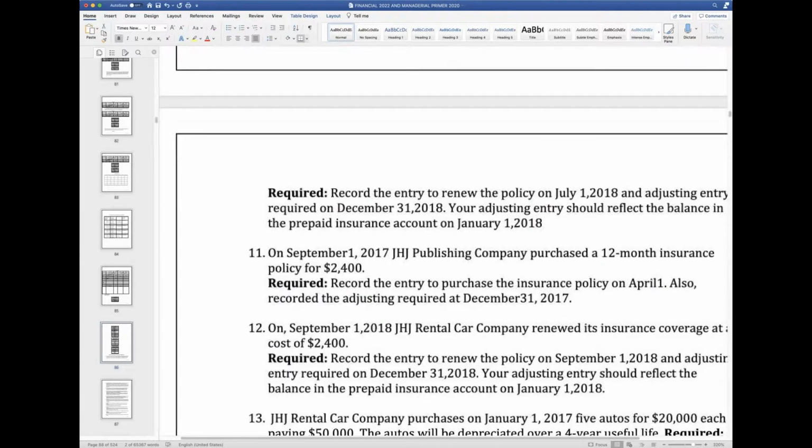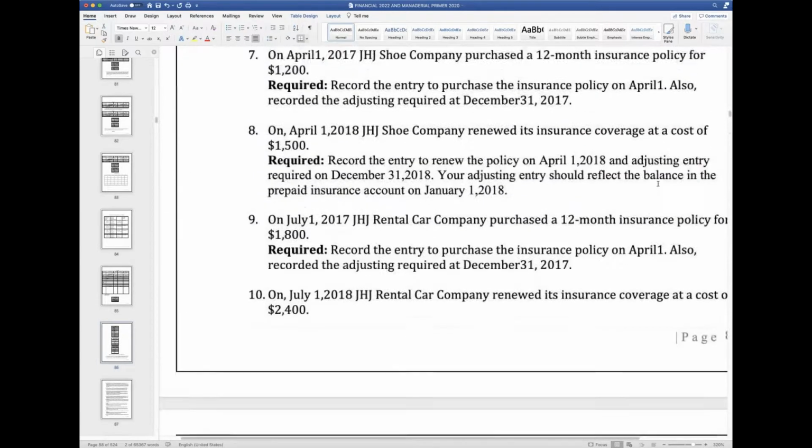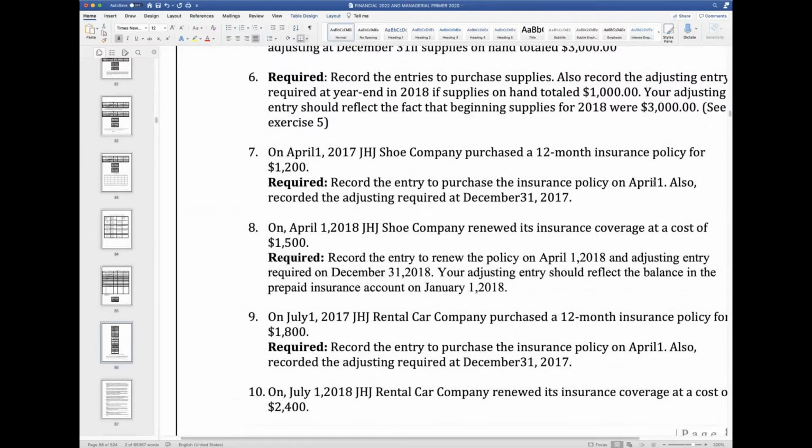Huntsberry, do you own a car? Yeah. Okay.